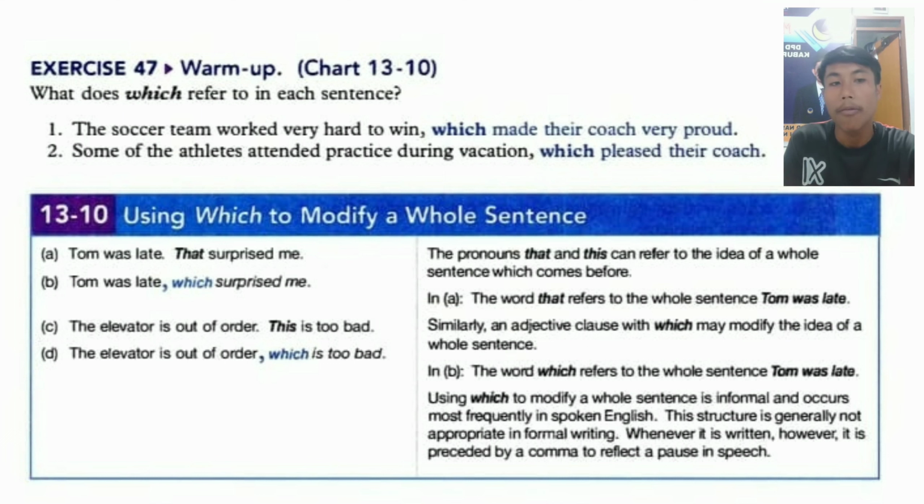And then, my father got a lot of medals from sport championships when he was young. I admire that very much. So: my father got a lot of medals from sport championships when he was young, which I admire very much. Thank you, and that is enough from me. Assalamualaikum warahmatullahi wabarakatuh.